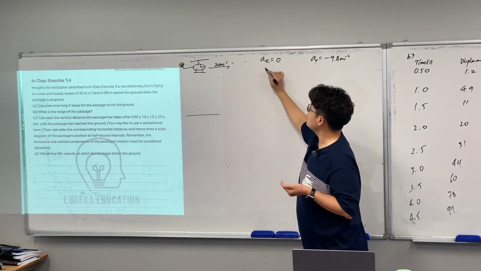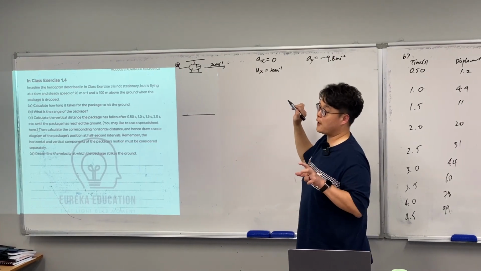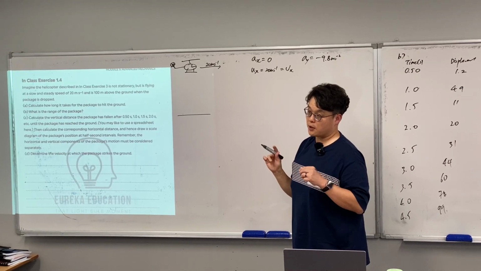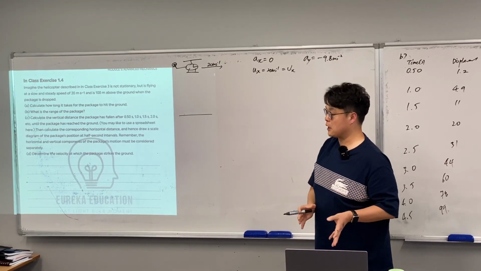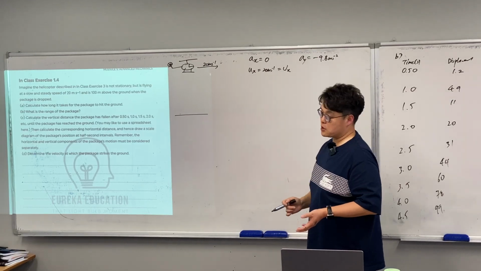Now have a think about the meaning of AX being 0. This means that if UX is 20 meters per second, the final speed will also be the same, 20 meters per second, because there is no change in velocity. We can use the formula if you like, but it's going to give the same result as well.